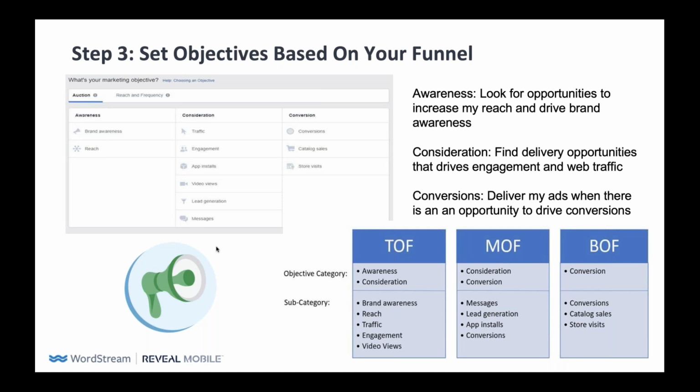Awareness being your top of funnel, consideration being the middle of the funnel, and then conversion being the bottom of the funnel. After you choose that overarching objective, you then have a list of subcategories to choose from depending on that goal. So you can see that under awareness, you have brand awareness and reach. Under consideration, traffic to your website, engagement, app installs, video, lead gen, and messages. And then the conversion or bottom of the funnel should all be based on conversion. So conversions, catalog sales if you're an e-com client, store visits if you're doing more offline conversions. So you're able to pick through these different subcategories.